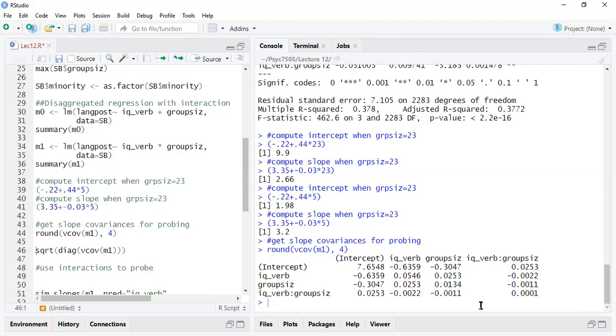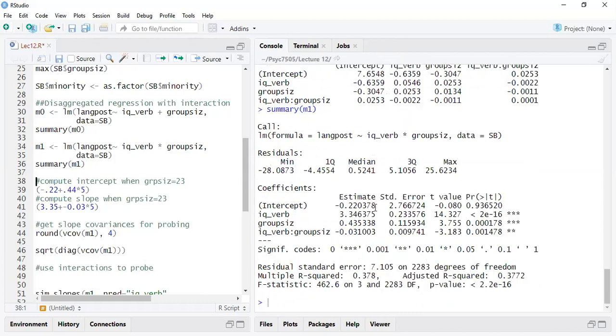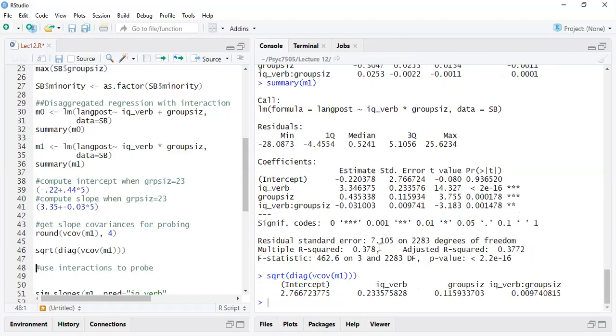One thing to point out about this is the diagonal. So the variance of each of these, if you take the square root of each of these, it will give you the standard errors. So if we go back here for a second, here are the standard errors for these values. If I look at the square root of the variances, it is exactly the same as those standard errors we see up there. So that's just a fun fact.